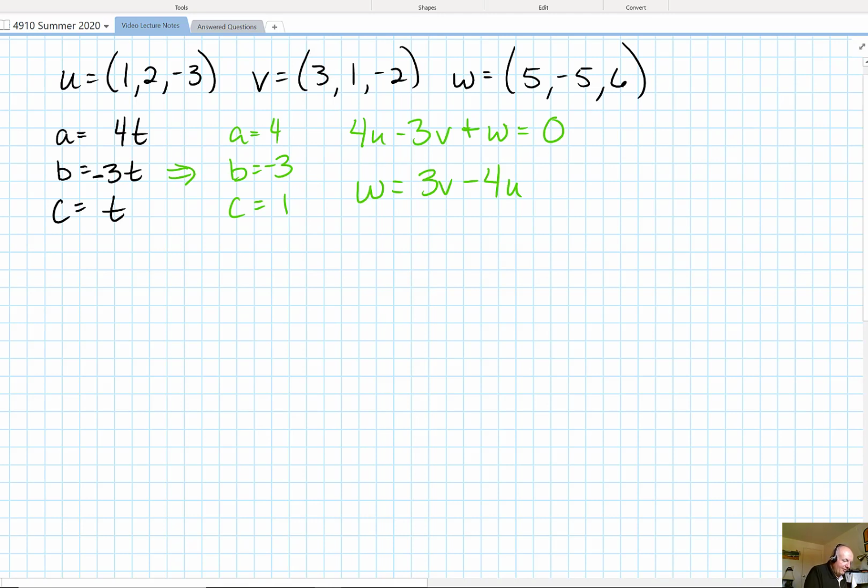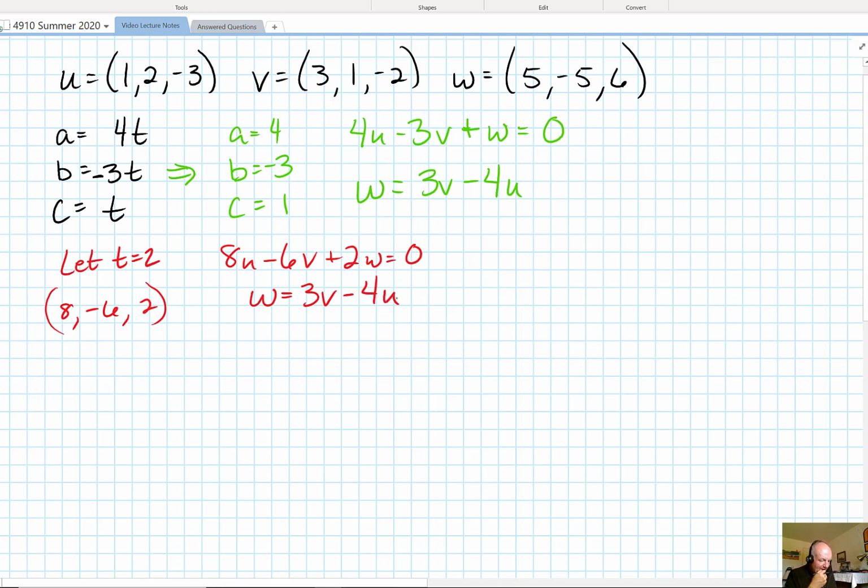Like if we would have let t equal 2, then a would have been 8, b would have been negative 6, and c would have been 2. Look what happens. You have 8u minus 6v plus 2w equals 0. But if I solve for w, look what I get. I get w equals 3v minus 4u. I get the same thing. So it doesn't matter what I let t equal. I can still express w as a linear combination of u and v. That's what you're going to see in here.